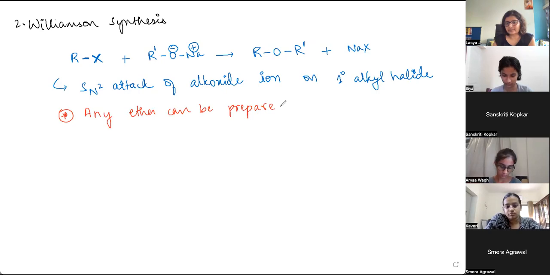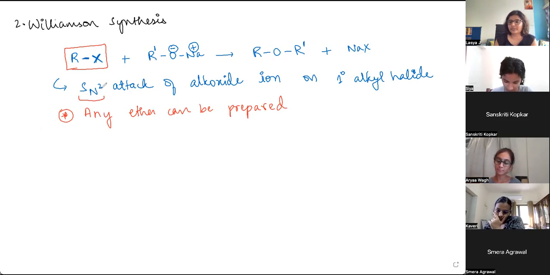It's not exactly a catch, but one thing to note is that any ether can be prepared, but your alkyl halide should be primary only, because the mechanism is SN2 attack. To make it ideal for SN2, and so you don't end up with an elimination product, the alkyl halide needs to be primary.